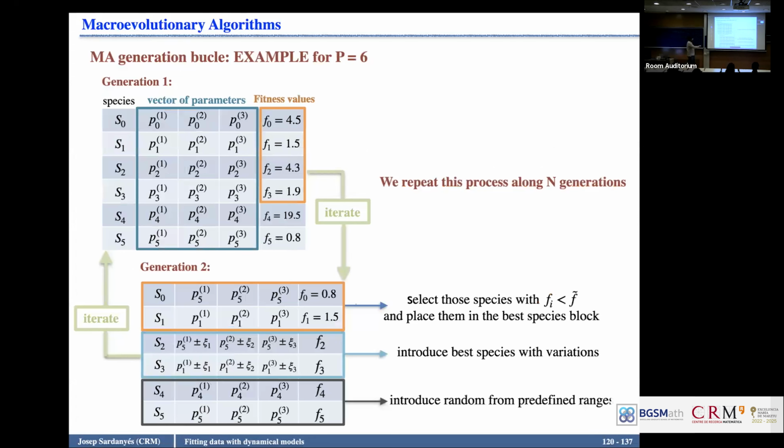So here I have the best. This is a case for P6. So I have six species, and I make 3 blocks: 2, 2, 2. In the first block, I will always put the 2 best ones. In the second block, I will take these good ones and make small modifications. And in the last 2, completely random from the initial range that I selected.